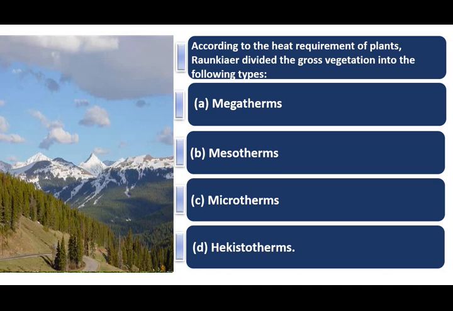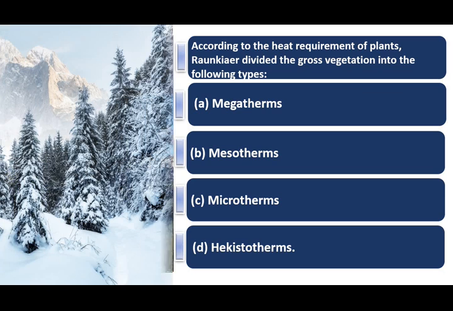Hekistotherms. These are the plants of cold and alpine regions where it is always cold throughout the year. They do not thrive well in heat and can withstand long and very severe winter. Even during the snowy conditions, when the whole vegetation is covered with snow, they have modified themselves physiologically to withstand this cold temperature. So such vegetation which grows in extremely cold conditions throughout the year is called hekistotherms.